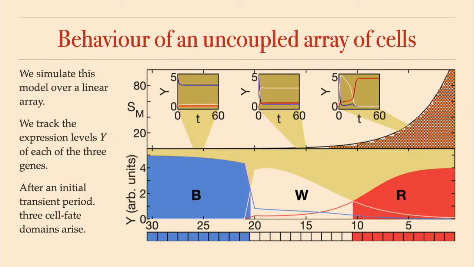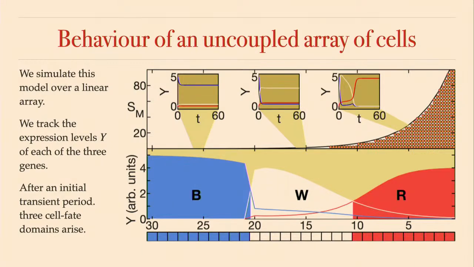So now in this top plot you have the morphogen concentration decaying over space like this, going from right to left, so from 1 to 30. That's the morphogen. Down below, Y corresponds to the expression level of one of the three genes. Here it's B, W, and R, right?